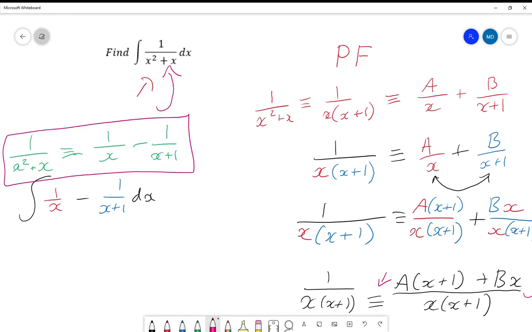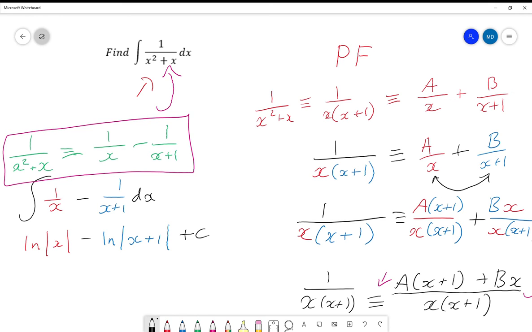And now that's pretty easy, because integrating this, the integral of 1 over x is the natural log of the modulus of x, the absolute value of x, minus, and this here is just a shift of the 1 over x, so it's going to integrate in exactly the same way. So it literally just becomes the natural log of x plus 1, and then of course plus c on the end.